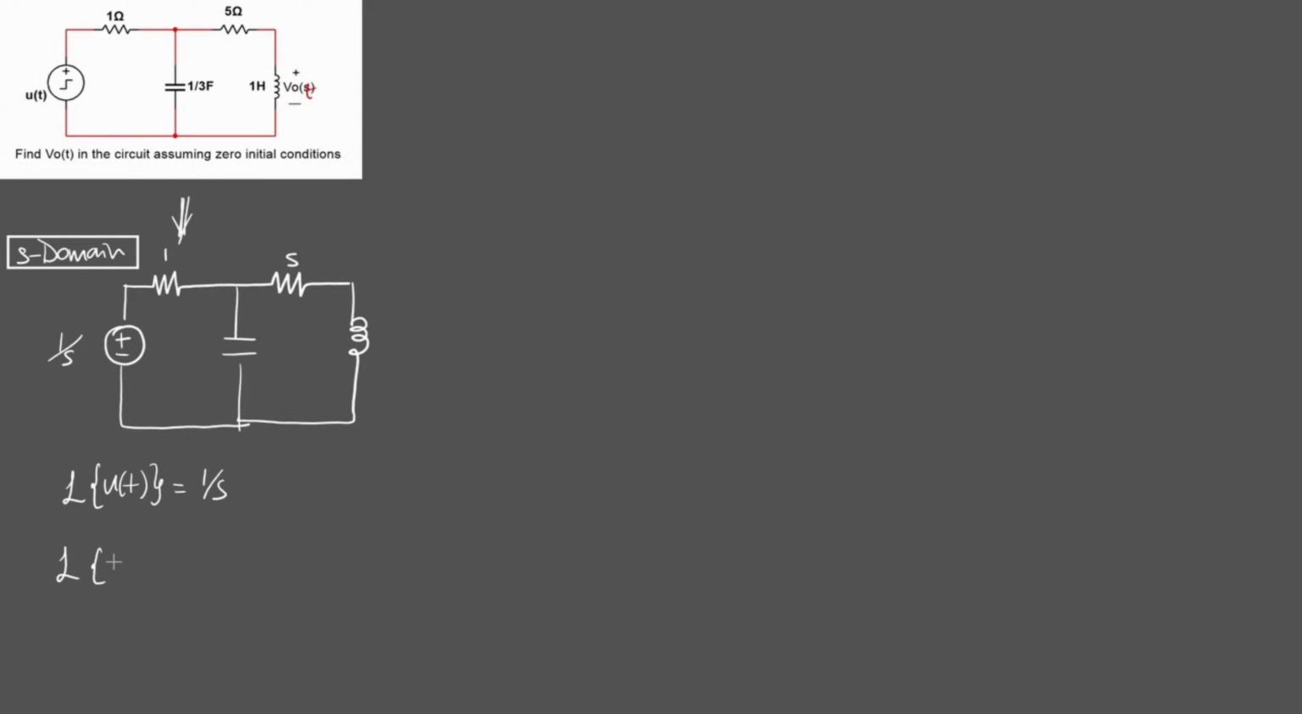The capacitor, a third of a farad, is going to be 1/sC, which is 1/s times (1/3) to the power of -1, which is 3/s. So this is going to be 3/s. And the Laplace of our inductor, 1 Henry, is going to be sL, so that's s times 1, which is s. An important thing to note is what these values are. What is 3/s? What is s? These are what you call impedances.